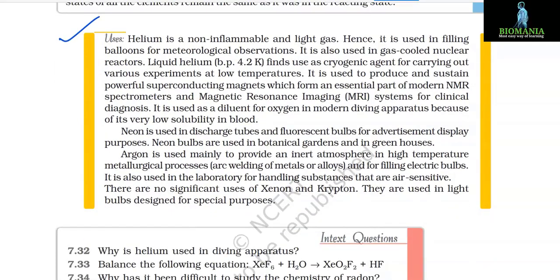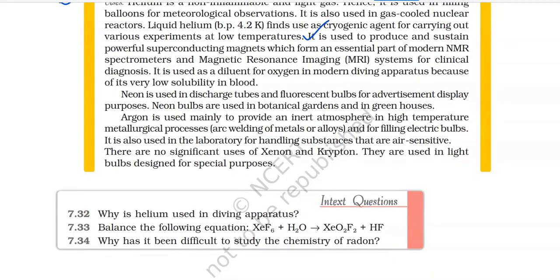Uses: helium is a non-inflammable and light gas, hence it is used in filling balloons for meteorological observation. It is also used in gas-cooled nuclear reactors. Liquid helium, boiling point 4.2 K, finds use as cryogenic agent for carrying out various experiments at low temperature. It is used to produce and sustain powerful superconducting magnets which form an essential part of modern NMR spectrometers and magnetic resonance imaging (MRI) systems for clinical diagnosis.